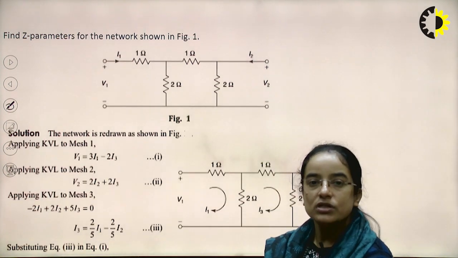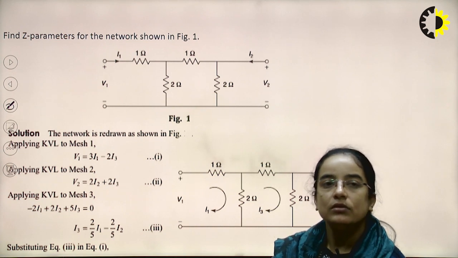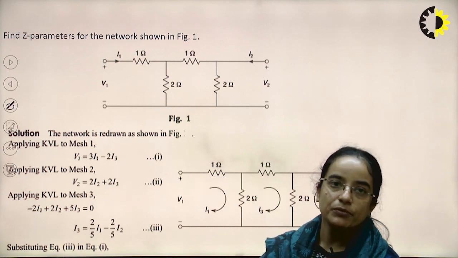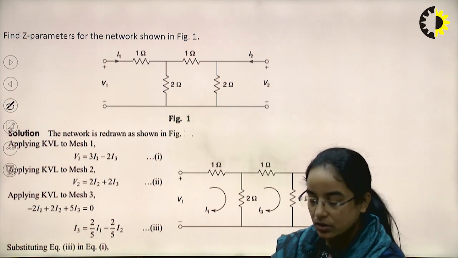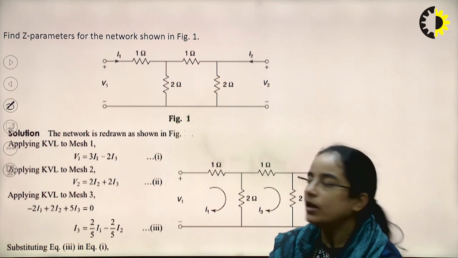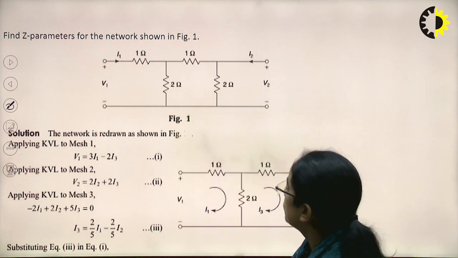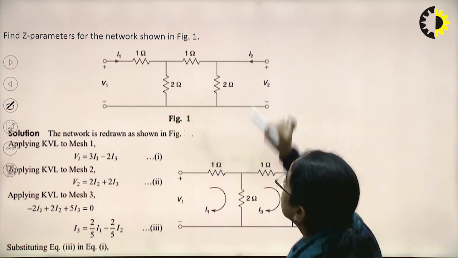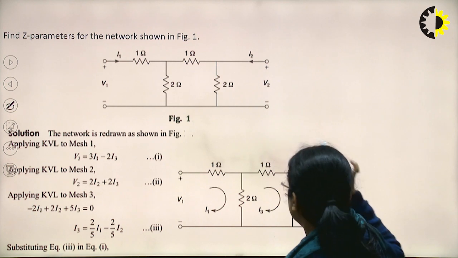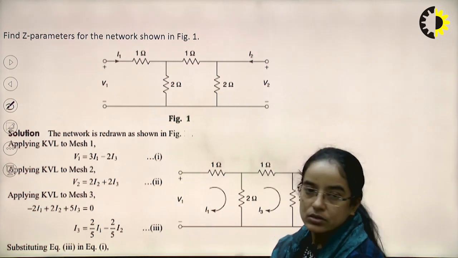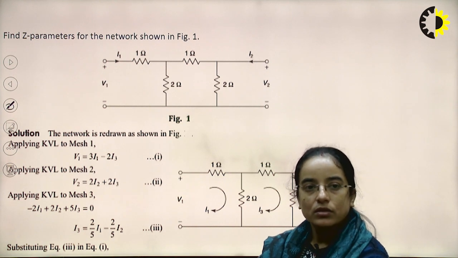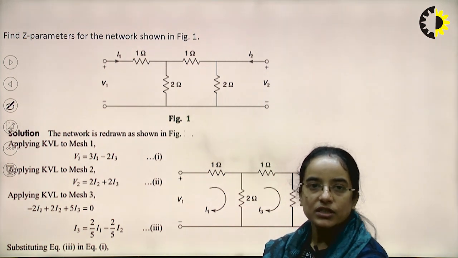Okay, so this is another example. Here we need to calculate the Z parameters for the given network. This is to be done like this: we will apply the KVL equation, and since I2 is 0, we will calculate the current and then write the mesh equations. Then we will apply the condition that I2 is 0.